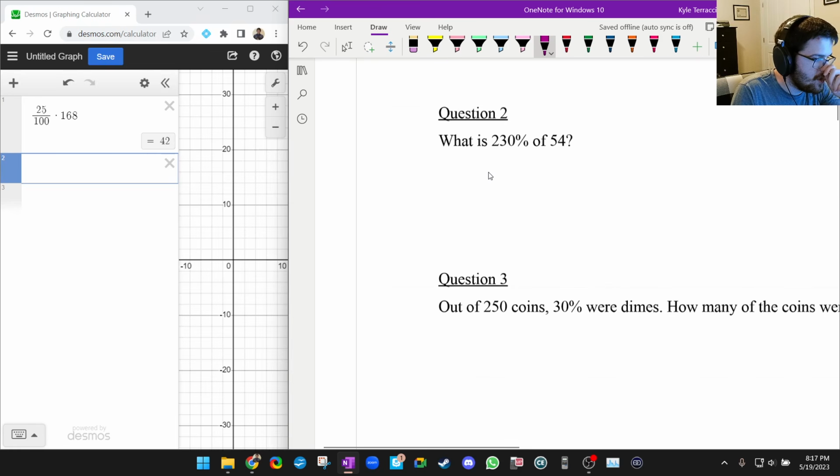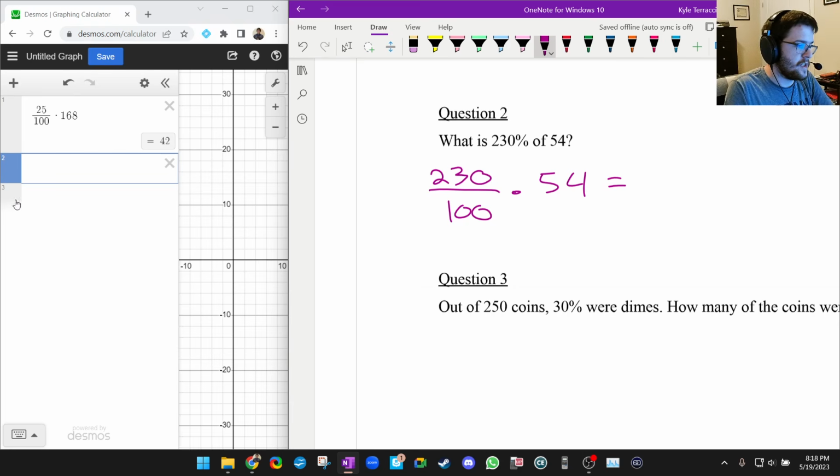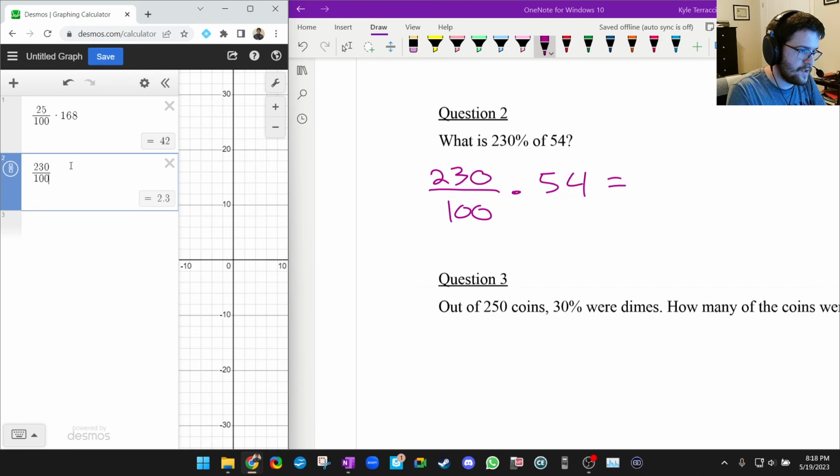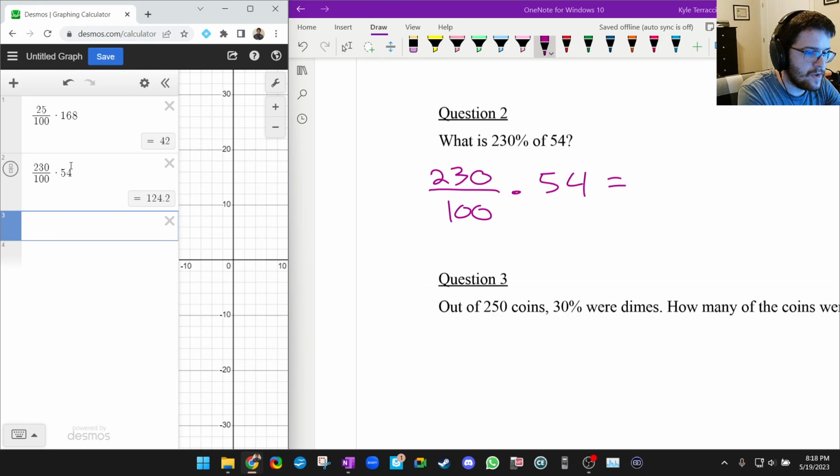Question 2, what is 230% of 54? Okay, so we are once again going to divide by 100, change the of to multiplication, and let's see what we get. 230 divided by 100 times 54. We get 124.2.